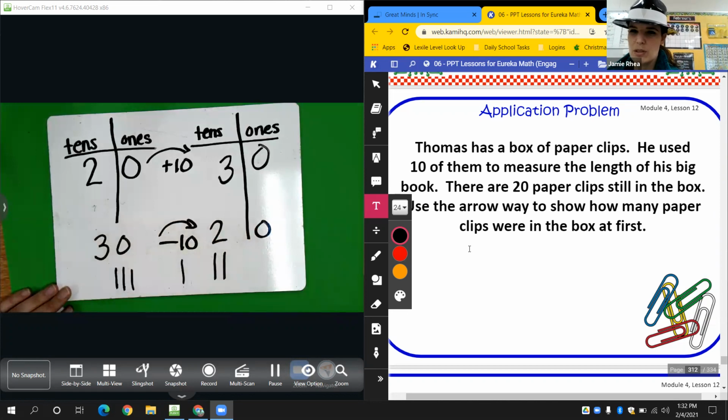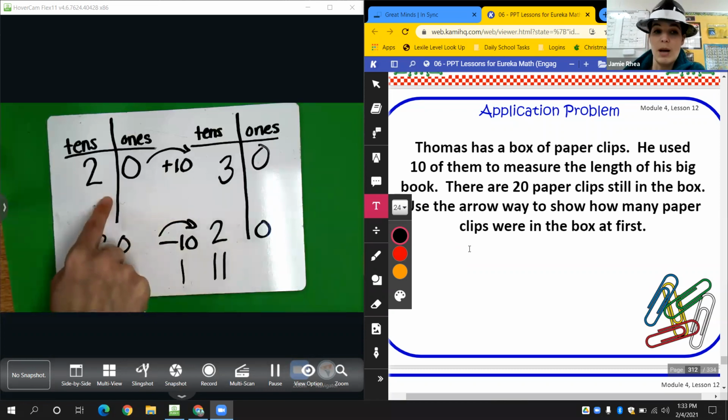And that was a little confusing. But we'll keep working with the arrow way, okay? But we now know that he had 30 paper clips in the box to begin with. He used 10 of them to measure the book, and now he has 20 left in the box, okay?